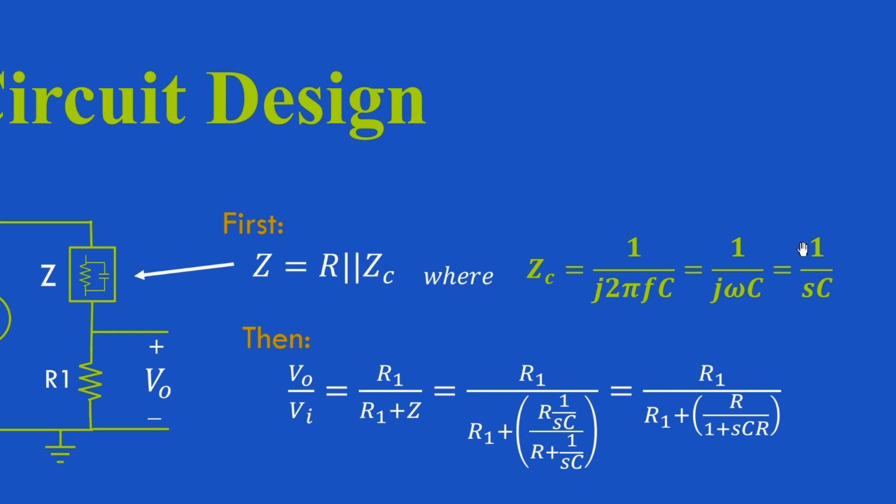So R in parallel with 1 over SC is right here, because remember V out over V in is R1 over R1 plus Z. So I substituted the expression for the parallel combination of R and Z sub C here in parentheses, the product over the sum. This is a horrible compound fraction, looks gross, so I wanted to simplify it. And the first step on that long journey is to multiply top and bottom of this fraction in parentheses by SC. And when we do that, we get the expression on the right. I'll let you check that.